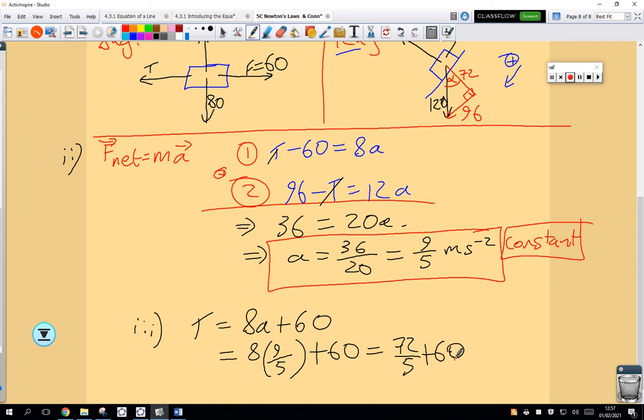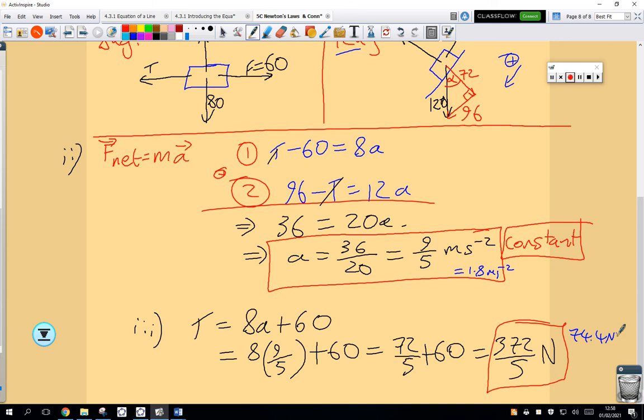Okay, expressing that as a single fraction, that's going to be 372 over 5. My units there will be newtons because that is a unit of force. So that's the tension in the string, 372 over 5 newtons. Of course, if you prefer to decimalize these things, your 9/5 is 1 4/5, which would be 1.8 meters per second squared. So if you prefer to do that, that's absolutely fine. And then 372/5 would be, I think, 74.4 newtons. So if you prefer the decimal version, that's absolutely fine.